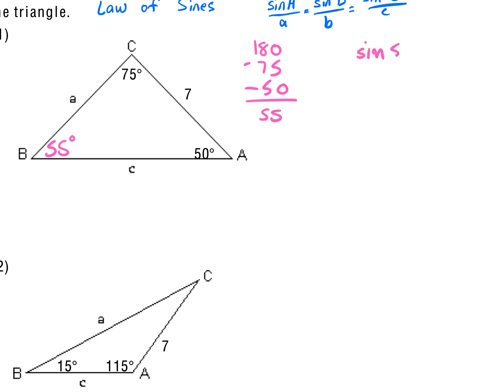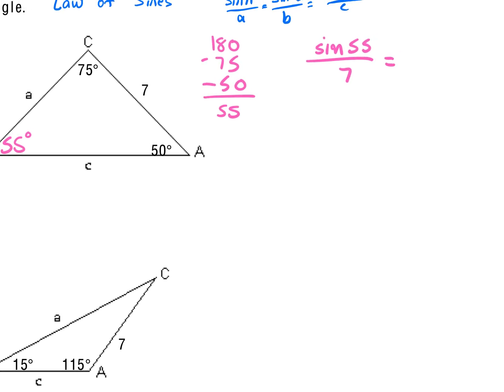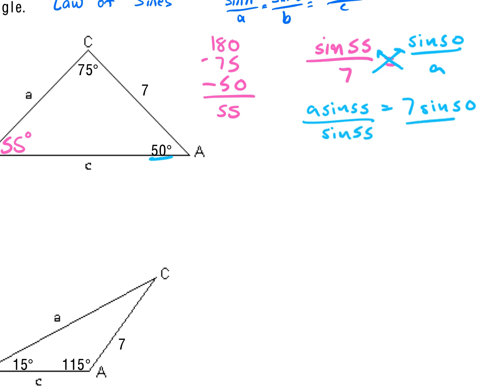So we're going to do sine of 55 over 7 is equal to, what do we want to find next? Sure, we can find A. So we're going to use angle A to find A. So sine of 50 over A. So to solve, we want to cross multiply. So we get A times sine of 55 is equal to 7 times sine of 50. Divide both sides by sine of 55 to get the A all by itself.